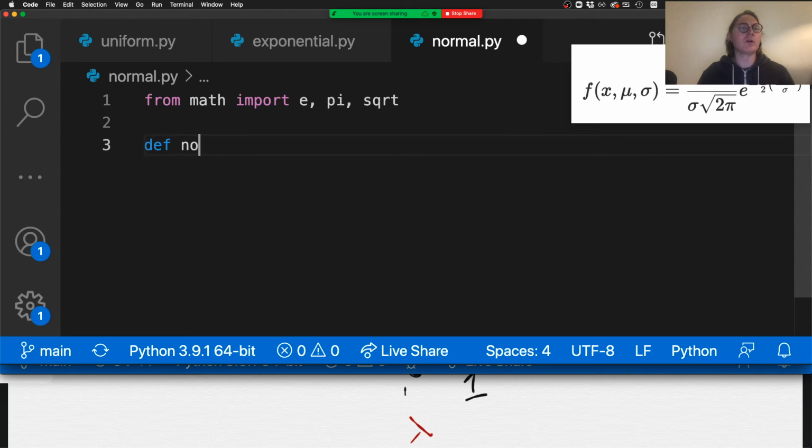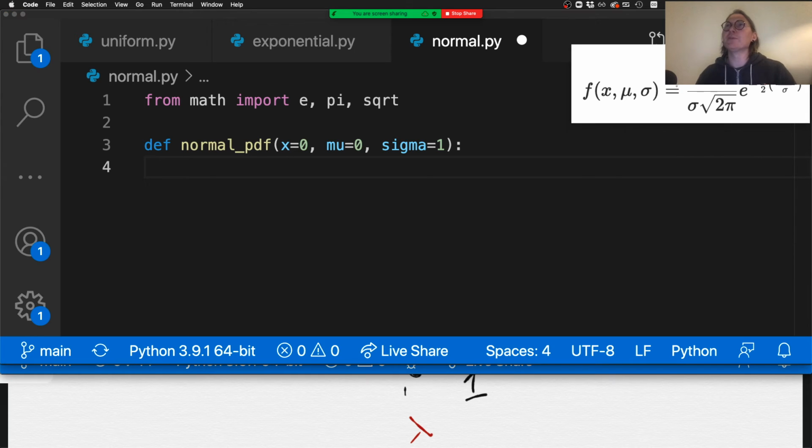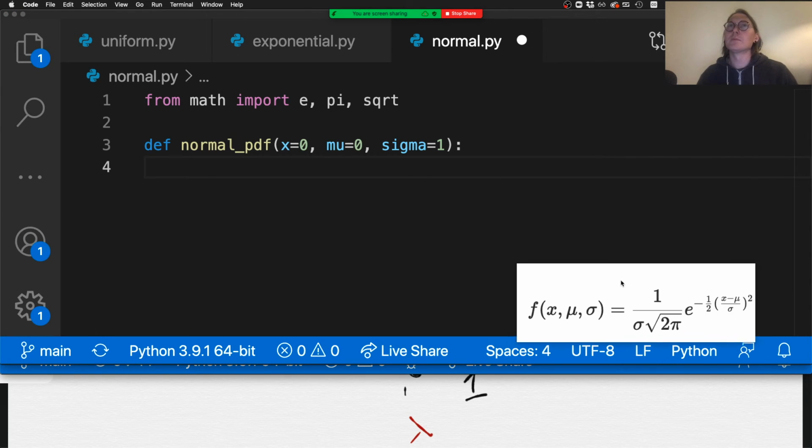So let's do normal PDF. We'll set an x at 0, mu at 0, and sigma at 1. So this mu and sigma, it turns out that if you have a mu of 0 and a sigma of 1, you've got a normal distribution in standard form. And we're going to see what that means, reasonably. It's actually a convenience form of the normal distribution. So let's break this out into parts. I think it's helpful to do that.